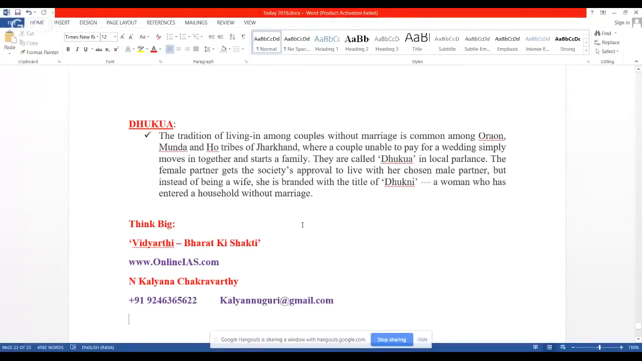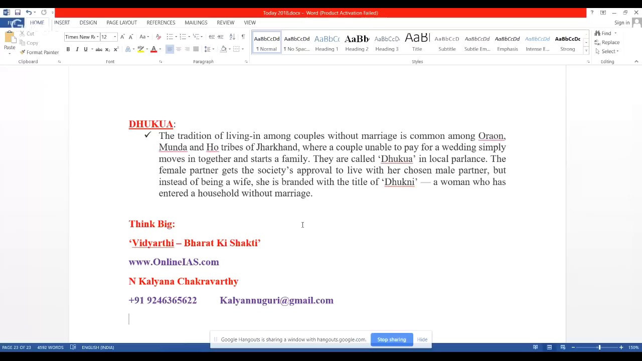Look at this. The tradition of living among couples without marriage is common among the Oraon, Munda, and Ho tribes of Jharkhand, where a couple unable to pay for a wedding simply moves in together and starts a family. And they are called Dhukua in local parlance. Listen very carefully. The female partner gets the society's approval to live with her chosen male partner. But instead of being a wife, she is branded with the title of Dukni. This is important. Clear? And since there is no marriage and they are just living as couples, she is branded as Dukni, a woman who has entered a household without marriage.